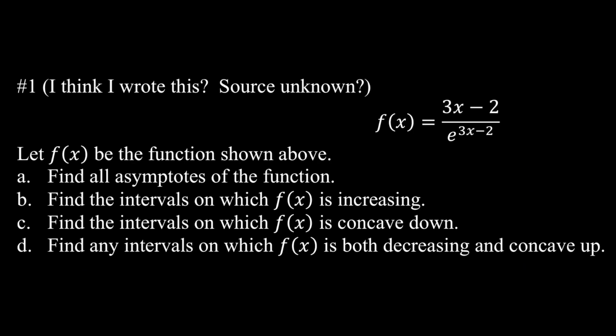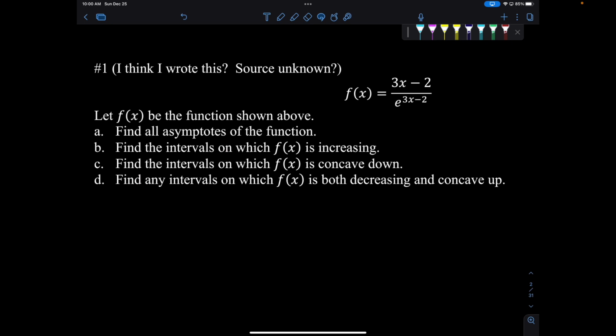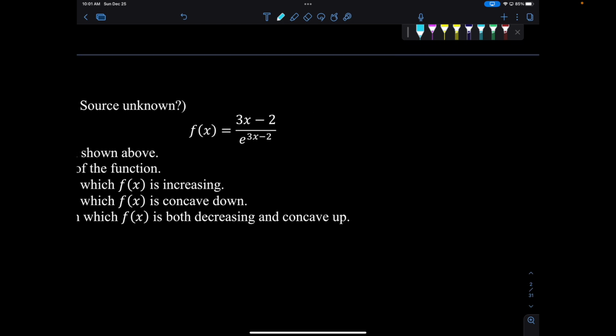All right, this will be problem number 1. Not really sure where it came from. I think I wrote it, but who could really say? We want to find all the asymptotes of, so I'm going to need this function. I'm going to handwrite it and then copy and paste that. So 3x minus 2 over e to the 3x minus 2.